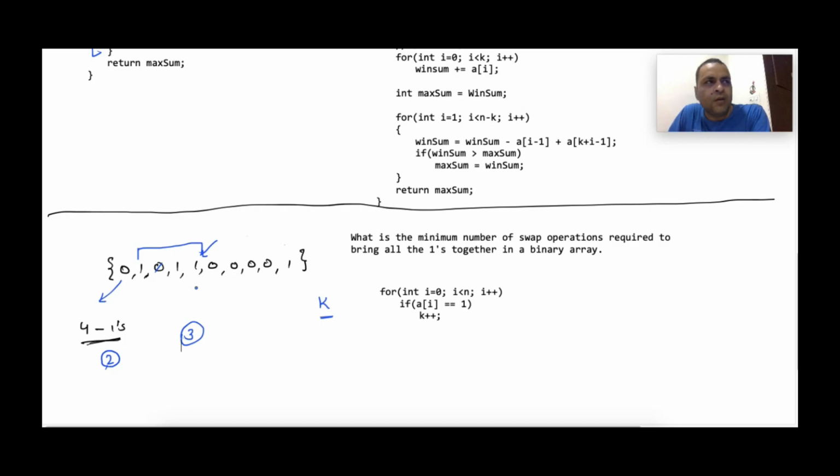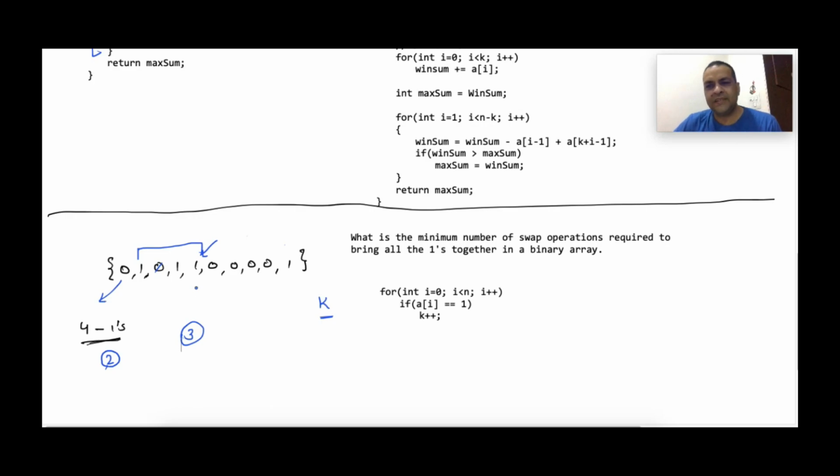Only the number of swap operations essentially means the number of zeros in the window. So we will be keeping track of which window has the minimum number of zeros, and that minimum count of zeros is our answer, right? But the question can be asked in a different way. In a variation of this question, maybe you will need that, right?